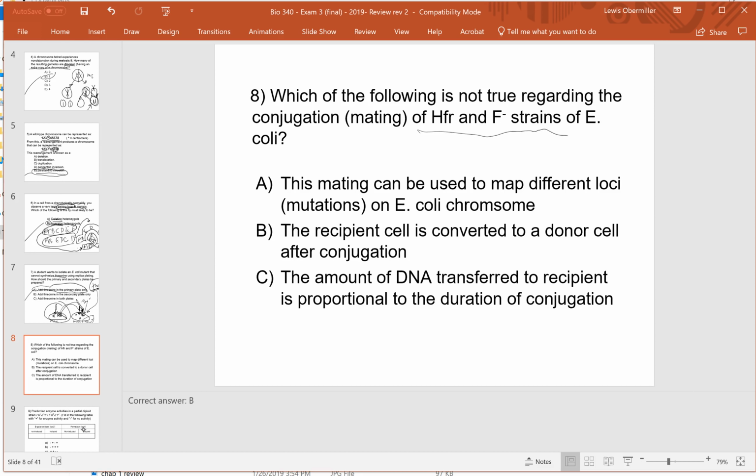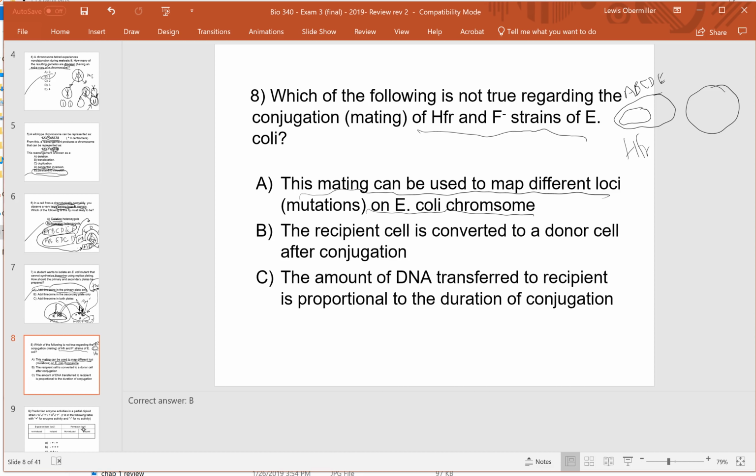HFR and F minus strains of E. coli. So we can map the location of mutants on an E. coli strain. The reason that we can do that is, let's say that we have an HFR and that has a chromosome, and in the HFR we have genes A, B, C, D, and E, and they're in that order.